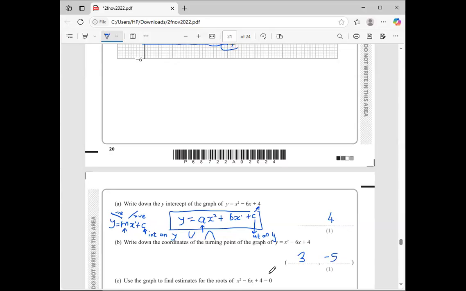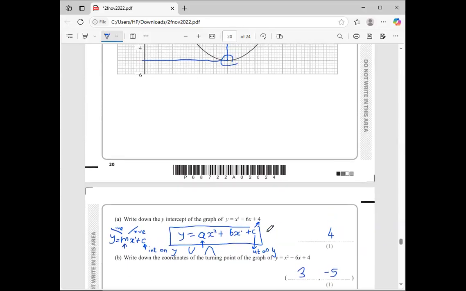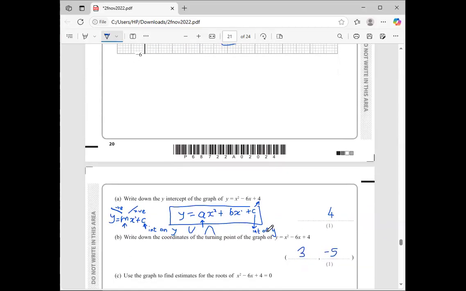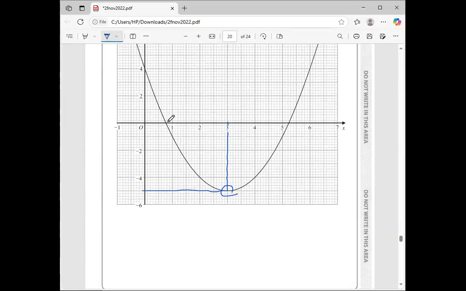Okay, that's good. It now says use the graph to find the estimate for the roots of x squared minus 6x plus 4. So the roots are simply where the graph cuts the x-axis. That is here and here. Are you ready? Let's see if we can get the estimate.